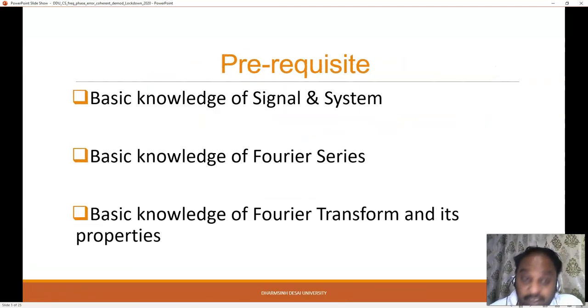So as I said earlier in my lecture, the prerequisite is that you should have basic knowledge of signals and systems, Fourier series, Fourier transform and its properties.